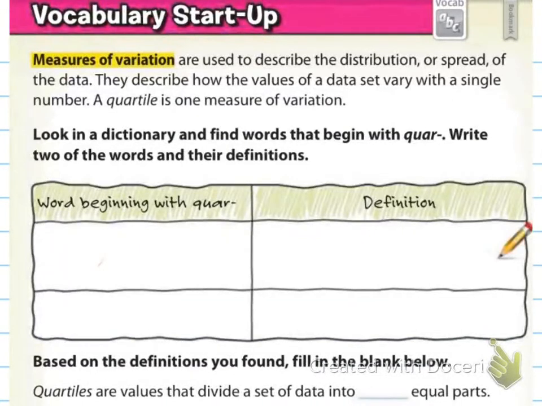Alright. So starting with vocabulary startup, it says measures of variation are used to describe the distribution or spread of the data. They describe how the values of the data vary with a single number. So a quartile is one measure of variation. So you just learned about quartiles in the video from the British guy.